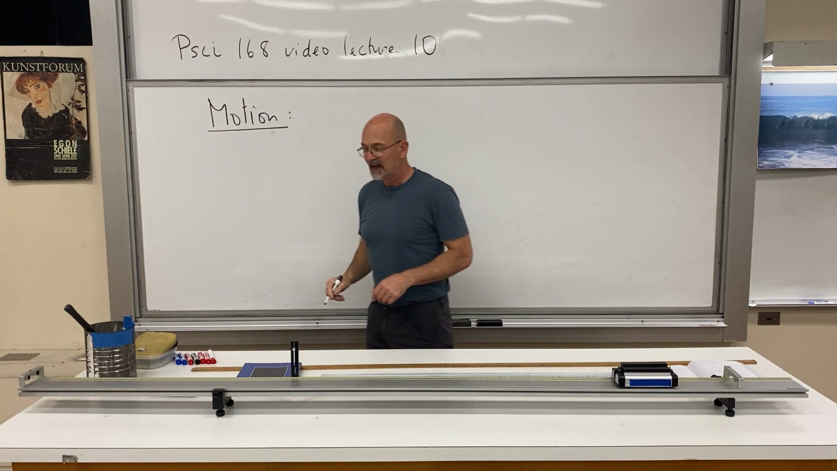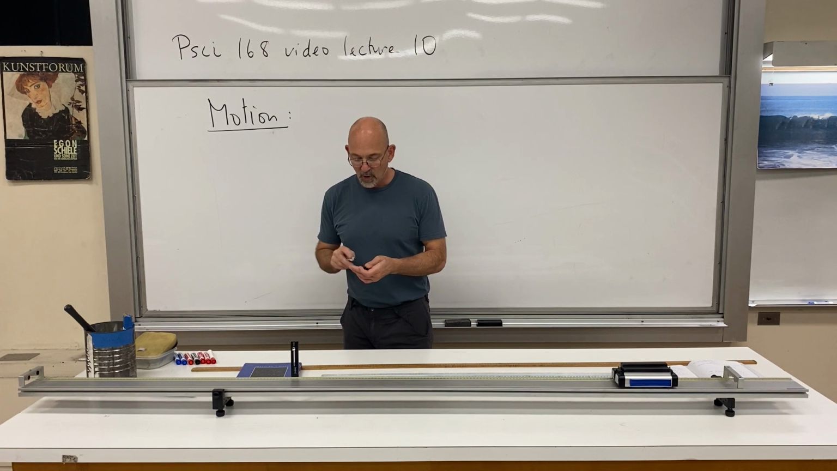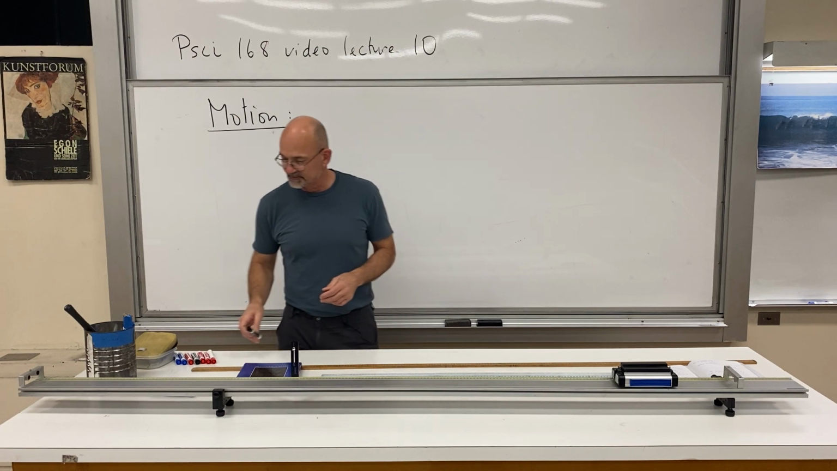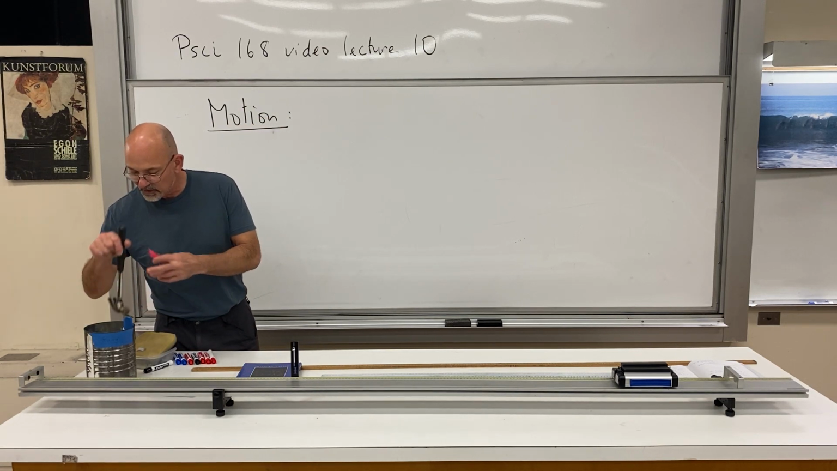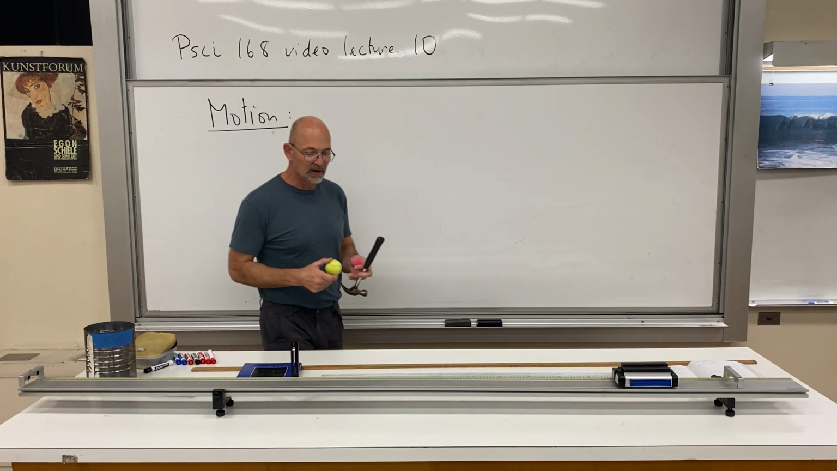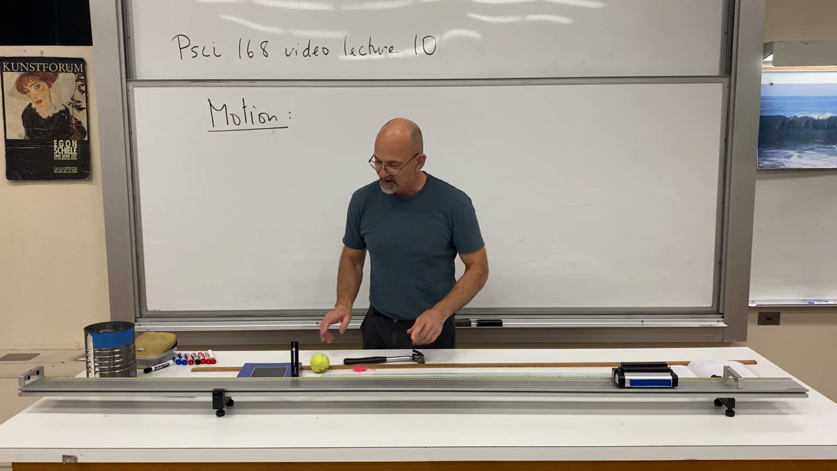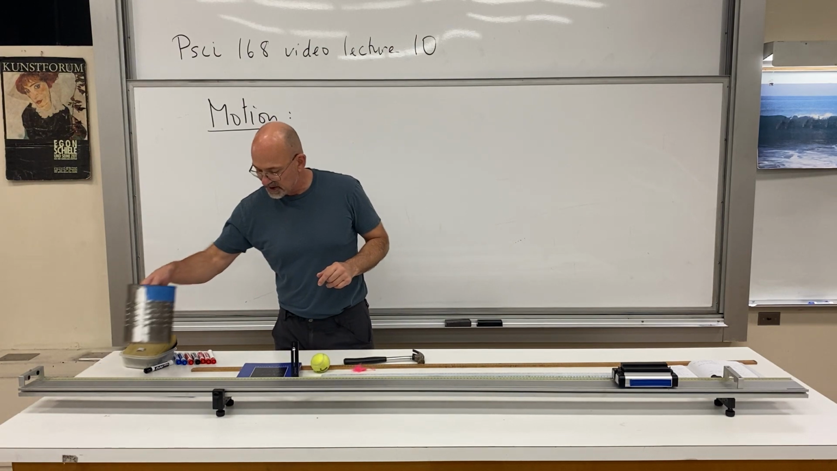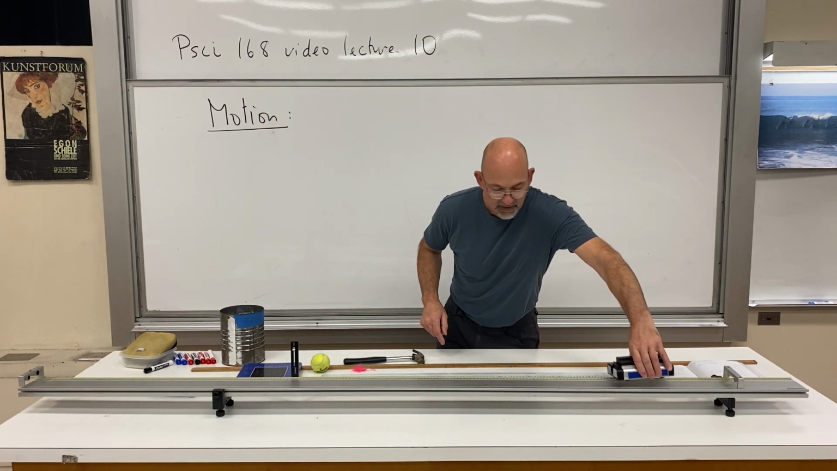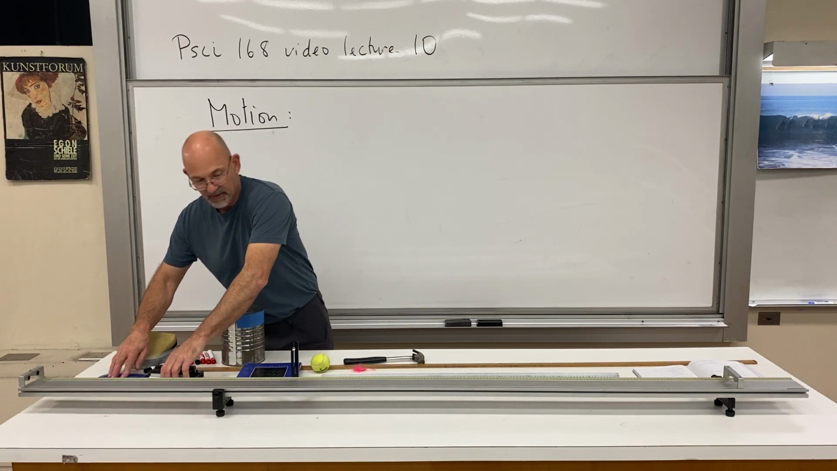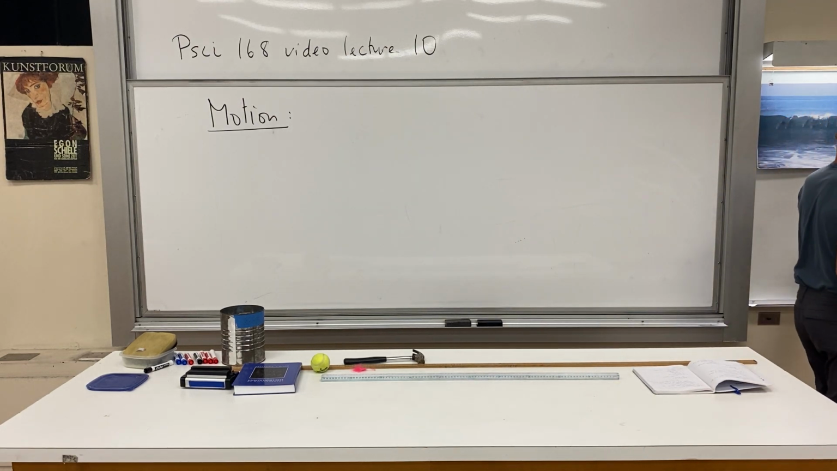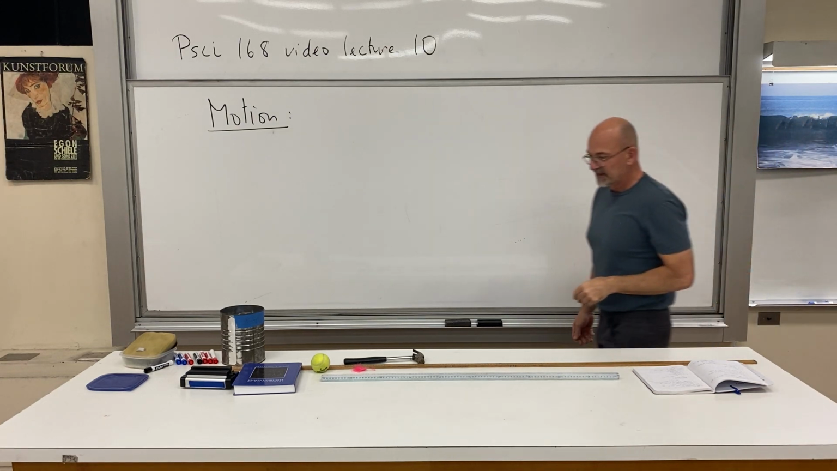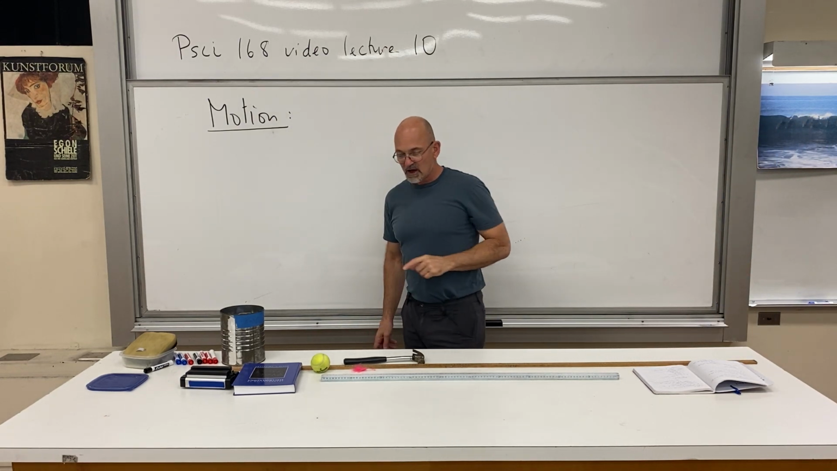Things moving. And I'm going to motivate it with the hammer and the feather. I'll actually just hold the hammer up here, but I've got a tennis ball as well. So the type of motion we're going to talk about is, first of all, falling motion. Okay, so we're talking about falling motion.